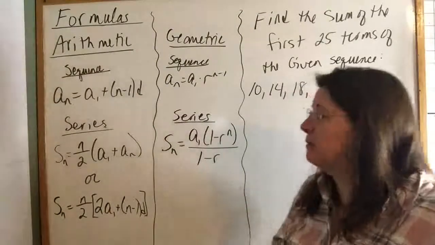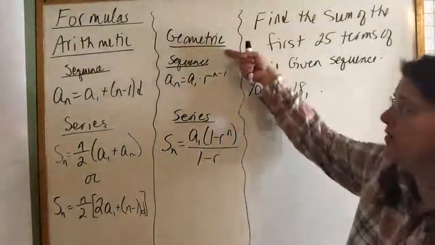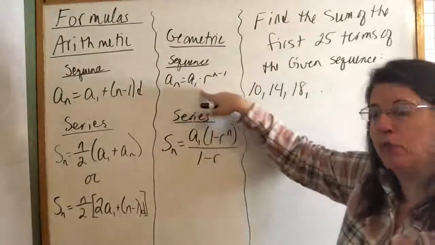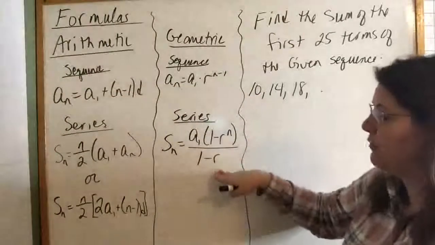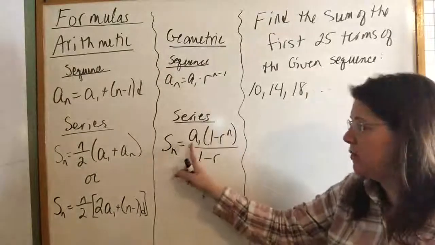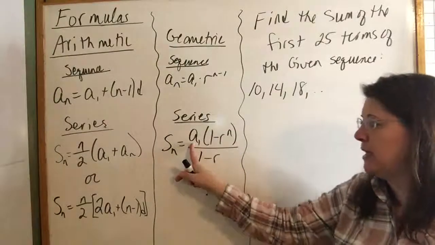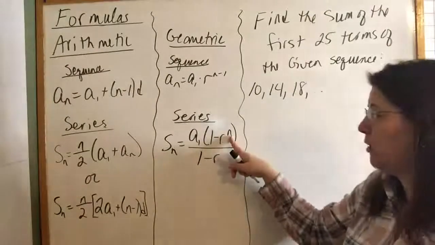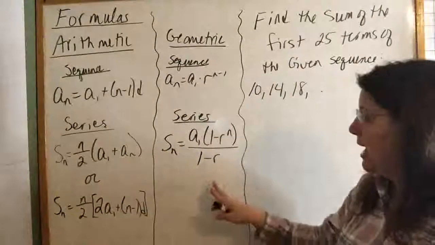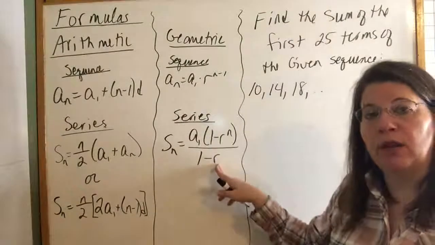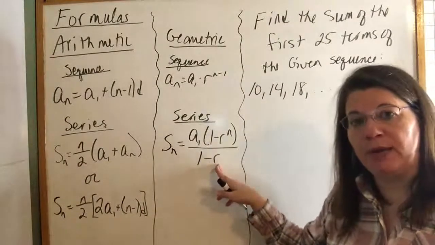It really doesn't matter. For the geometric sequence, here's your sequence formula. Again, you might have use for that as we're doing certain examples. The series formula is S sub n, the sum of the first n number of terms, is equal to a sub 1, which is the first term, times 1 minus r to the n, where n is the number of terms that we're adding together, over 1 minus r, where r is your common ratio again.